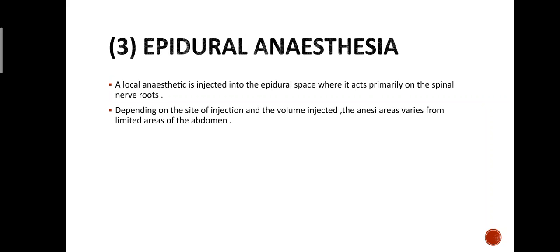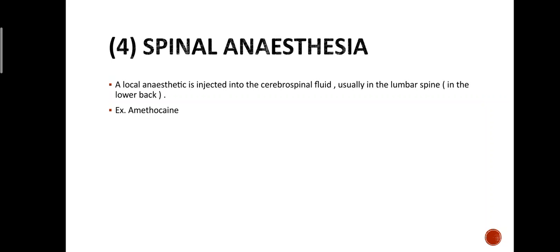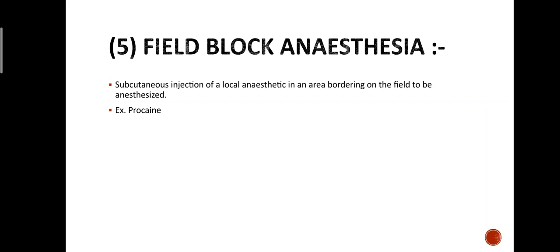Third one, epidural anesthesia. A local anesthetic is injected into the epidural space where it acts primarily on the spinal nerve roots. Depending on the site of action and the volume injected, the anesthesia area varies from limited areas of the abdomen. Fourth one, spinal anesthesia. A local anesthetic is injected into the cerebrospinal fluid, usually in the lumbar spine in the lower back. Example, amethocaine. And last method, field block anesthesia: subcutaneous injection of a local anesthetic in an area bordering on the field to be anesthetized. Example, procaine.